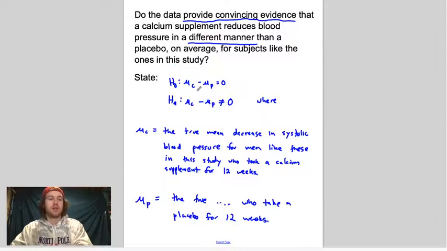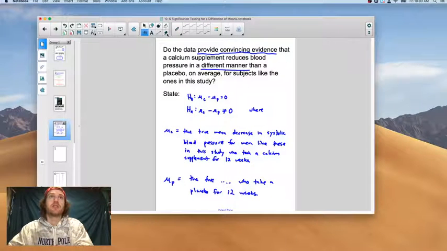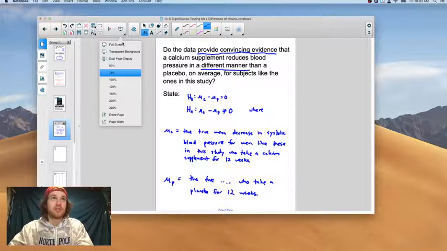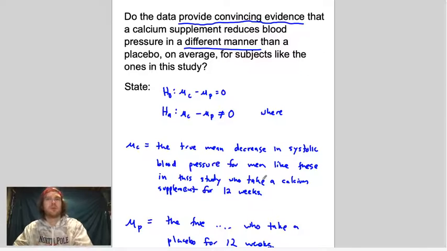I'm going to change that took to take. I think that makes more sense. Who might take or who would take. Took means it already happened. Makes it sound like it came from the sample. I don't really like that. So I'm going to change that to take. Okay, great. So those are our two means.